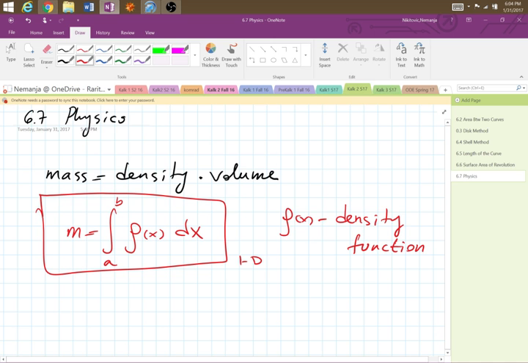But this formula is for 1D, and you are going to see 2D and 3D formulas when you take Calc 3 next semester. Or summer.